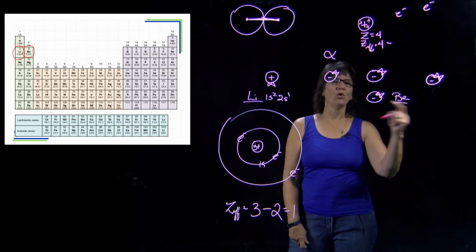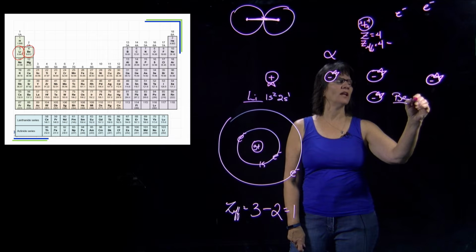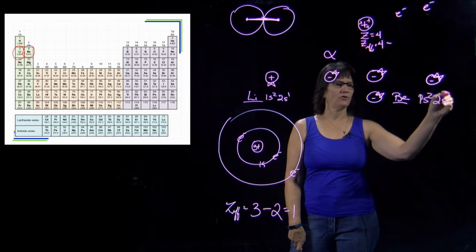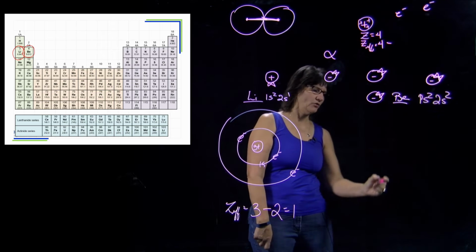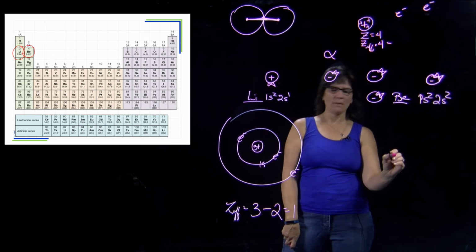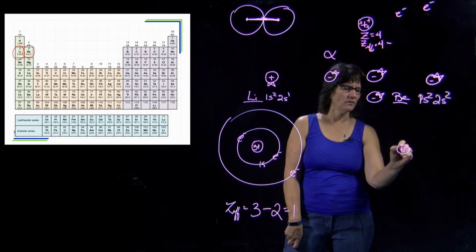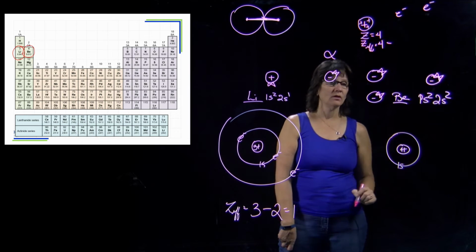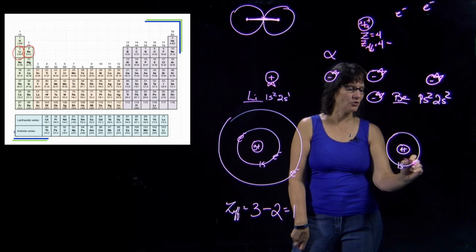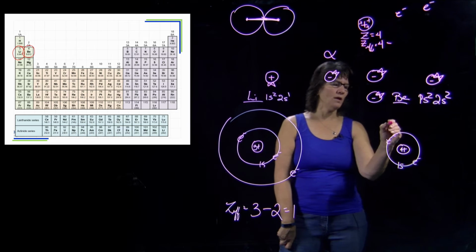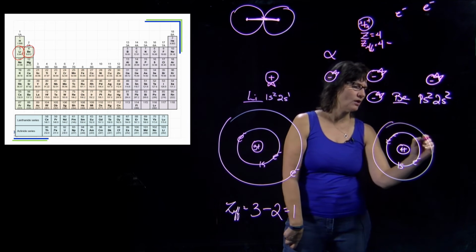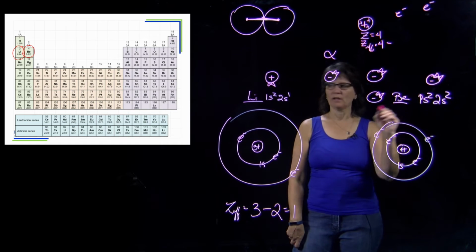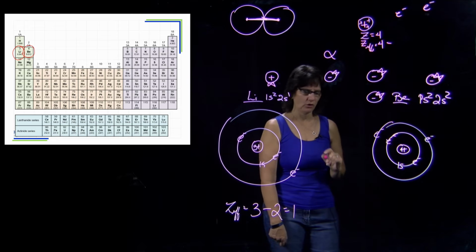Beryllium has 4 protons in the nucleus, and its electron configuration is 1s2, 2s2. So we have our nucleus with its 4 protons, so I will draw my nucleus with my 4 protons, okay? And then we have the 1s shell, and it has 2 electrons in it. And then we have the 2s shell, and it's got its 2 electrons in it. And this is beryllium, and we're trying to do its effective nuclear charge.